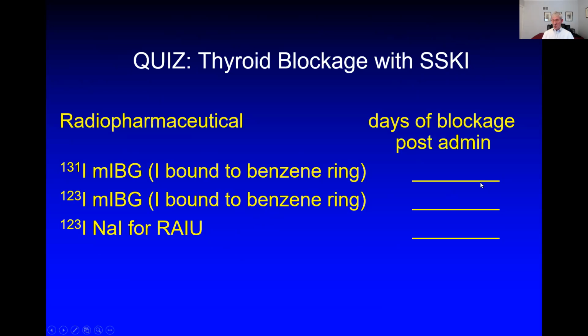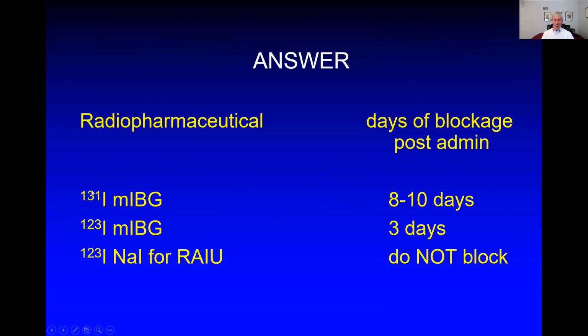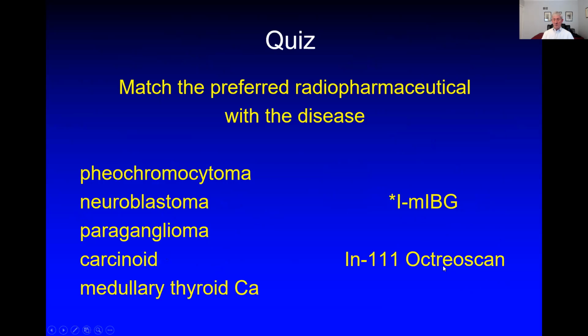So here are the answers to how long do you block? Iodine-131 bound to a benzene ring, 8 to 10 days. I-123 bound to a benzene ring, 3 days. And for a thyroid uptake, you would never block for a thyroid uptake.